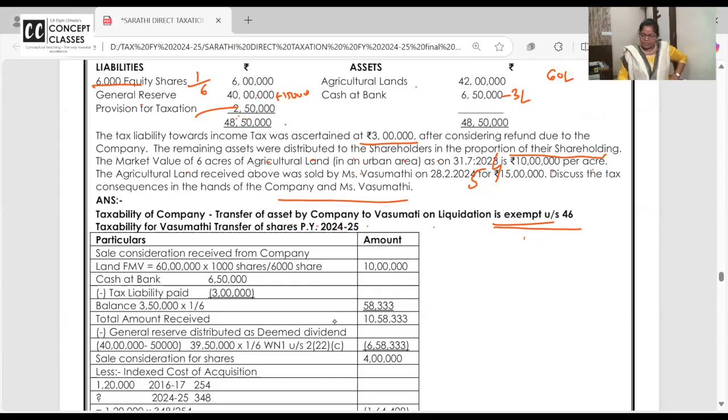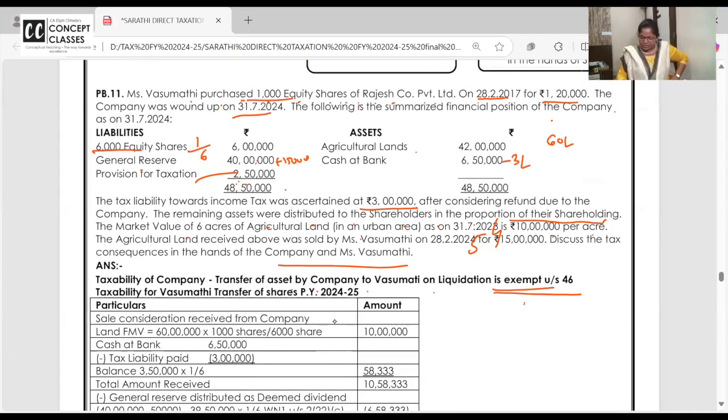Now in the hands of Vasumati. Is the question clear? Whatever amount is given by the company to Vasumati, out of that, against the accumulated profit, take that amount as deemed dividend. The remaining is routine sale consideration, and it will be taxed. Very nice question for 5 to 7 marks.